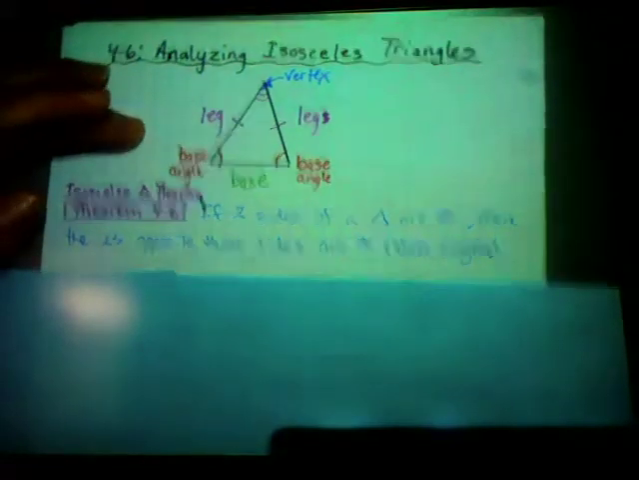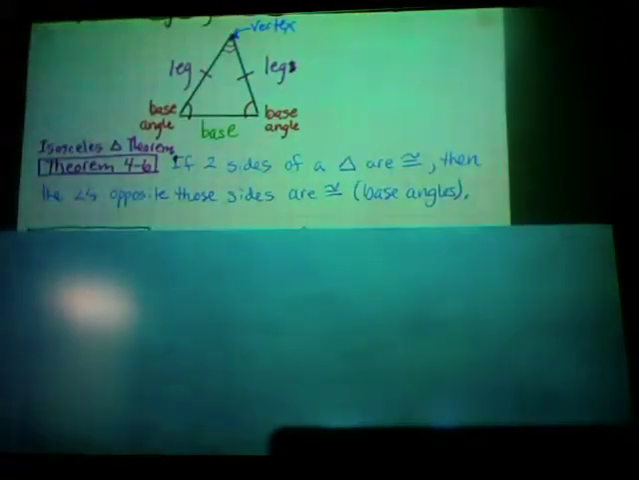So here's your isosceles triangle theorem. If two sides of a triangle are congruent, then the angles opposite those sides are congruent. And I put in there that those would be the base angles. And the converse of this is also true. If two angles are congruent inside of a triangle, then the sides opposite those angles would also be congruent.